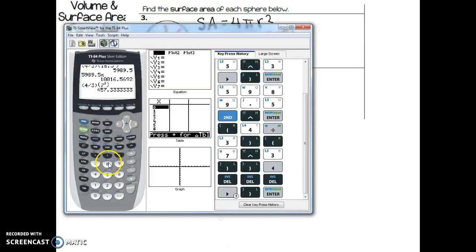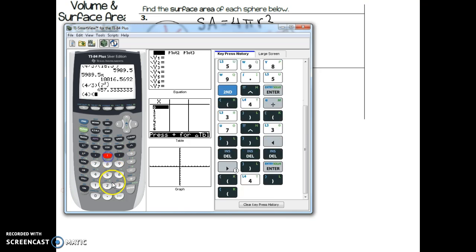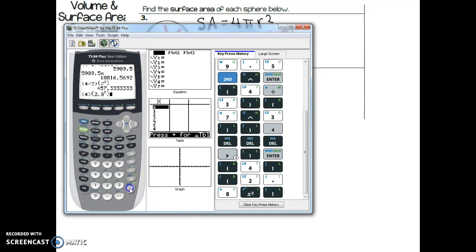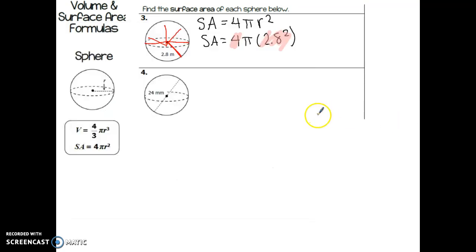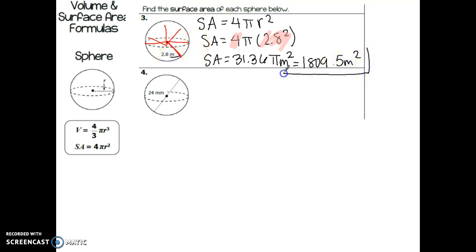So here I'm going to grab my calculator, and I think that was 4, and then 2.8 squared, close parentheses, and we have 31.36. So here SA is 31.36 pi, because we forgot our pi, meters, and this is surface area, so that's squared. And of course, if we input that into our calculator, it also gives us an answer of 1809.5. Take my units and square them. So both of these answers are fair game.